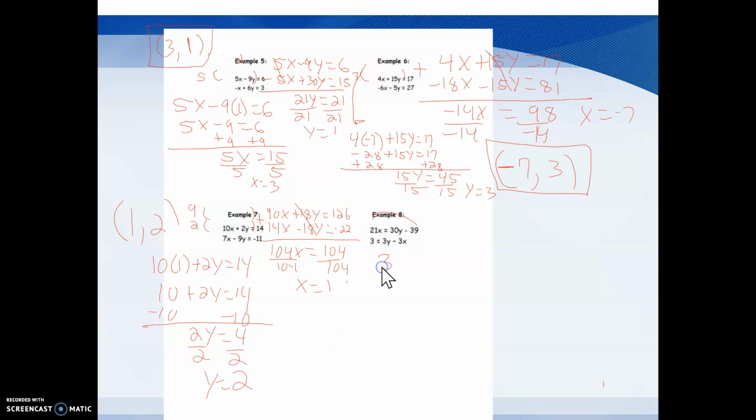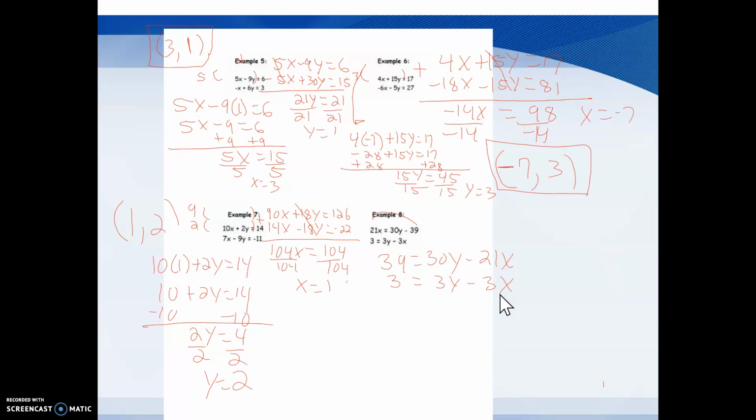So I have 39 equals 30y. And then 21, I'll have to minus it. So I got negative 21x. Now, I know they're not in order, but as long as you keep them lined up, that's fine. And then all you have to do is rewrite the second one, right? And then you have the start of a problem, okay?